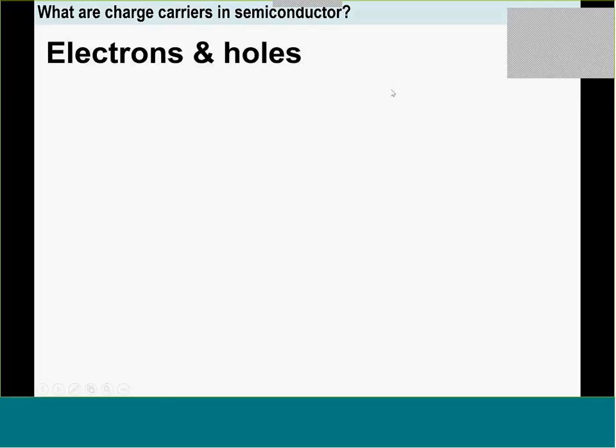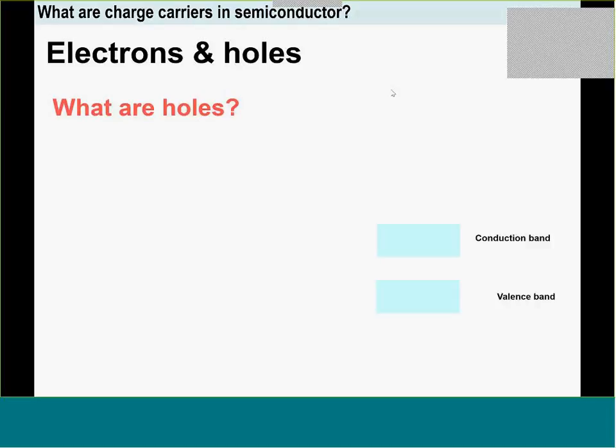As you might well know, charge carriers in a semiconductor are electrons and holes. What you have learned before is only about electrons in metals, but now we are going to add another charge carrier, because in a semiconductor we do have holes that act as the conducting agent. Okay, but what are holes?